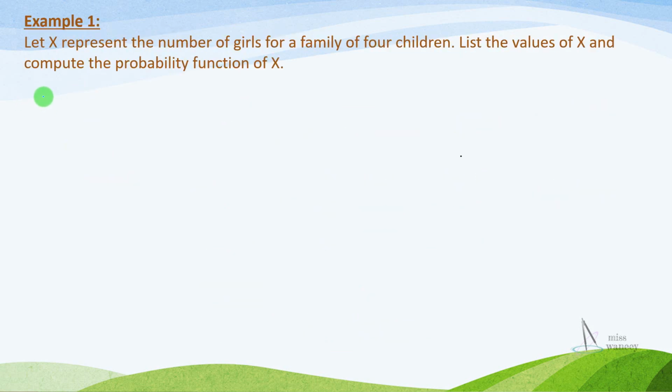Now let us do the first exercise. Let X represent the number of girls for a family of 4 children. List the values of X and compute the probability function of X. Since we have 4 children, the first child can either be a girl or a boy. And then the second child can either be a girl or a boy as well.